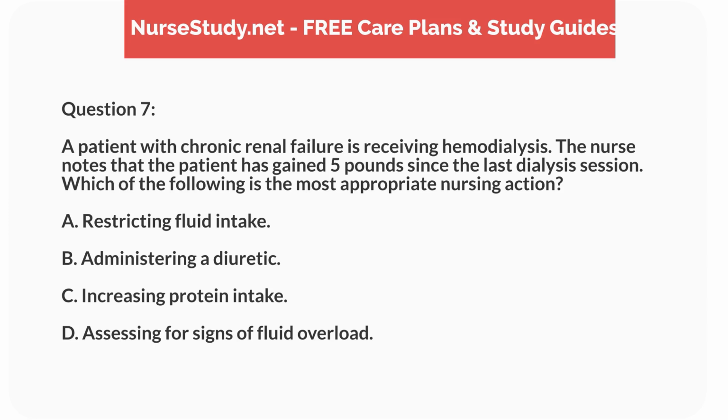Question 7. A patient with chronic renal failure is receiving hemodialysis. The nurse notes that the patient has gained 5 pounds since the last dialysis session. Which of the following is the most appropriate nursing action? A. Restricting fluid intake. B. Administering a diuretic. C. Increasing protein intake. D. Assessing for signs of fluid overload.